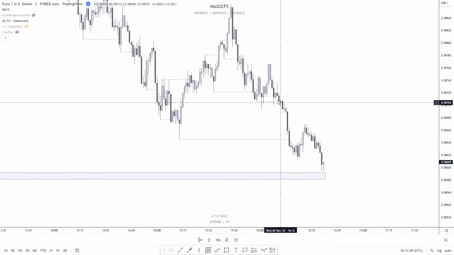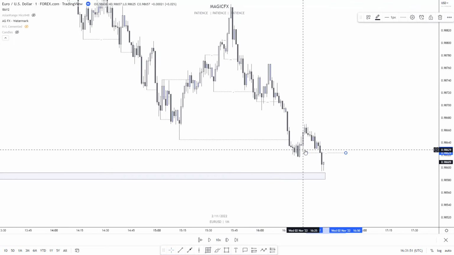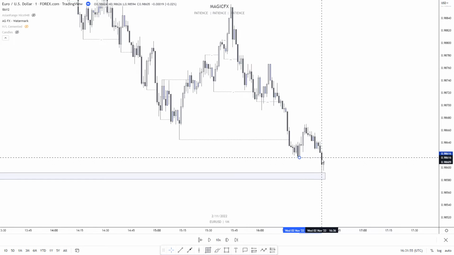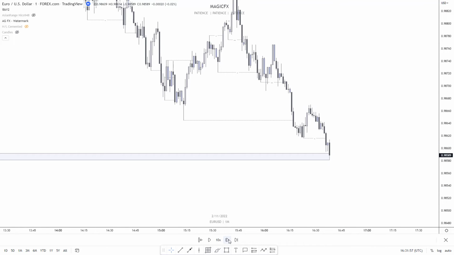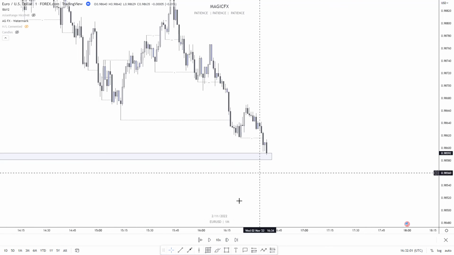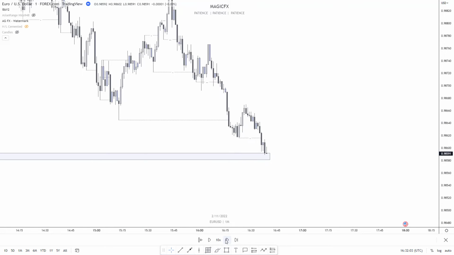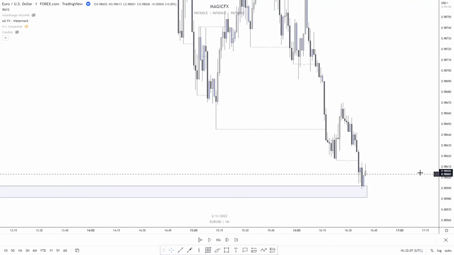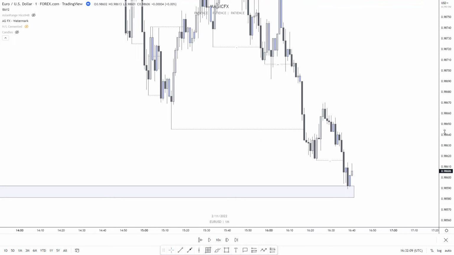Okay, and you can see that gets taken. So we have minor, well, it's minor structure technically right here. Okay, so now, oh look, our zone gets tapped. Okay, great. Do we get a cemented candle? If so, I'm ready to get involved. And that's all it takes.